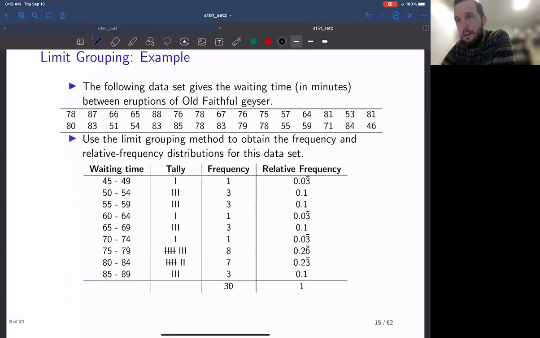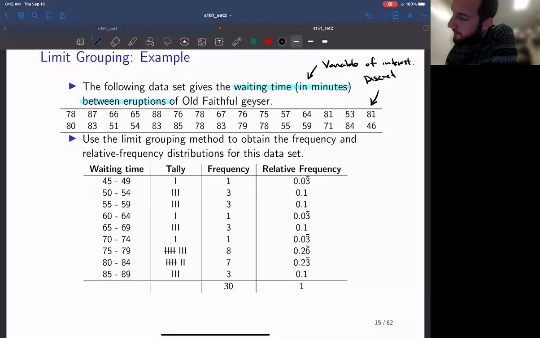Okay, so here's an example of when we might use limit grouping. You can see here in this data set, we have the waiting times between eruptions of Old Faithful Geyser. Okay, so these waiting times, this is the variable of interest.